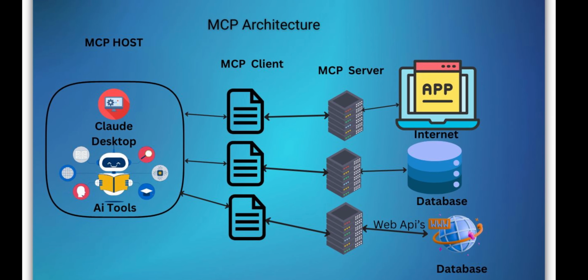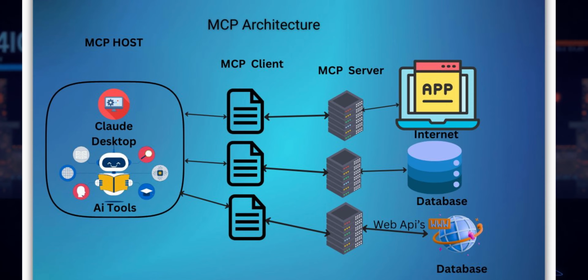MCP operates on a simple client-server architecture, coordinated by a host application. Let's break down the three parts. 1. The MCP host. This is the AI application, the front end where you type your prompt. It manages the conversation and decides if it needs external help. 2. The MCP client. This lives inside the host. It's the connector that holds the connection details for the server. It converts the host's request into the structured MCP language. 3. The MCP server. This is the game changer. It's a separate program you run that holds your actual custom logic. Think of it as the digital toolbox.